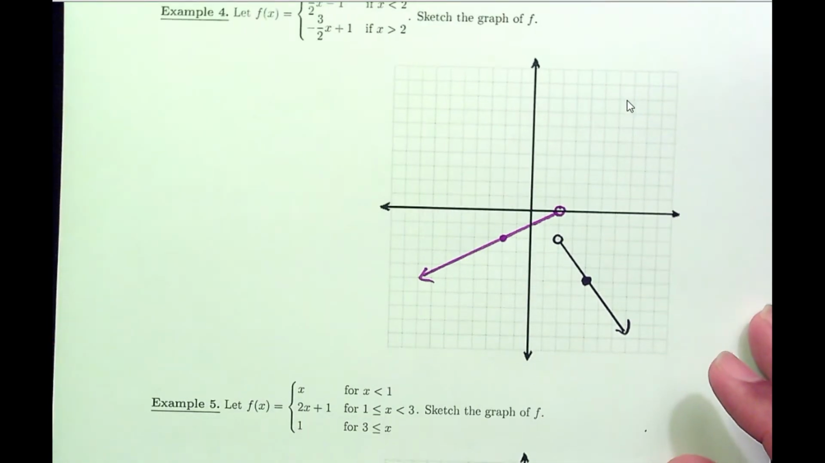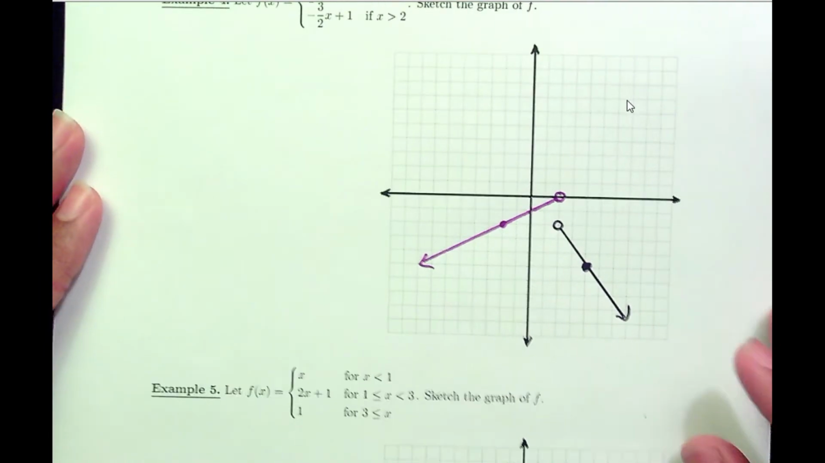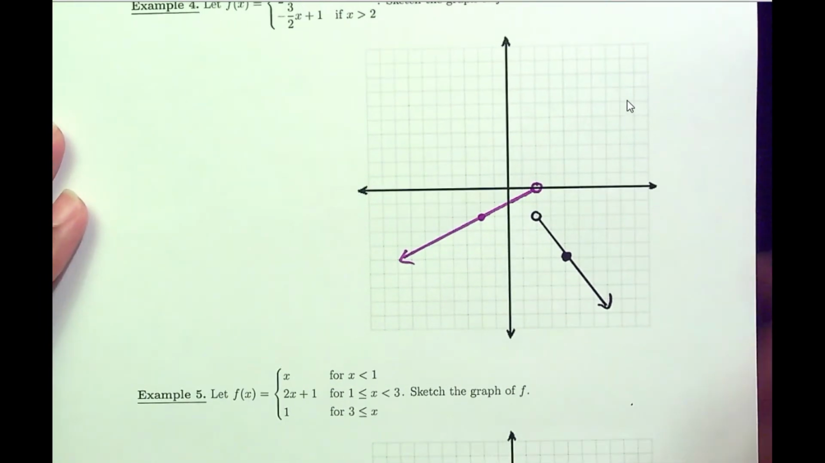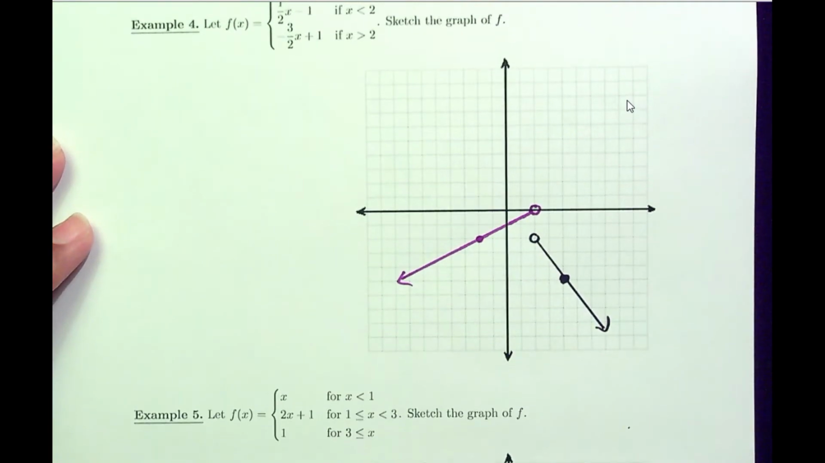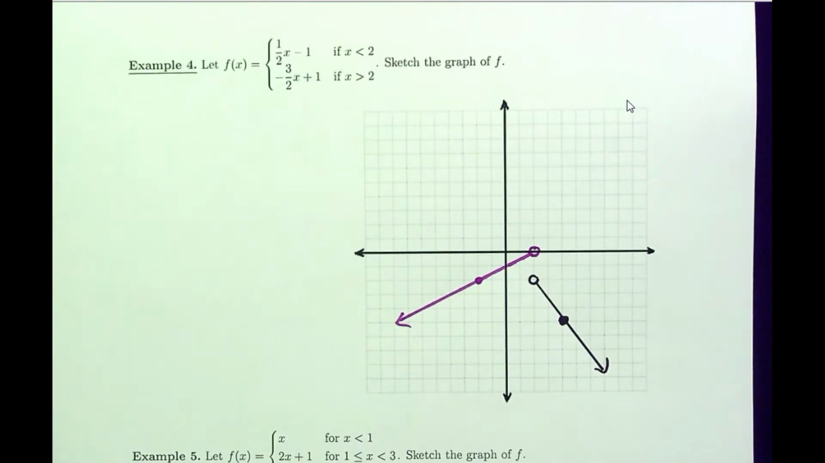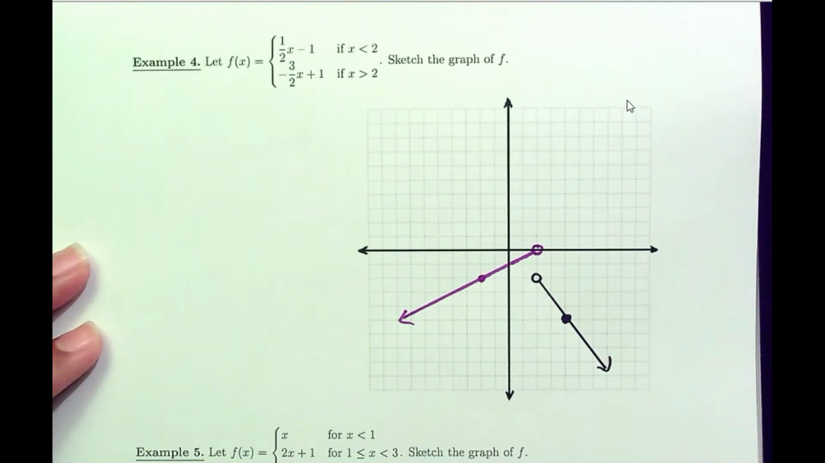There's a huge dot. Okay, I didn't mean to draw it that big, but okay. That's it. That's the graph of that piecewise defined function. Now let's draw the graph of the last one.